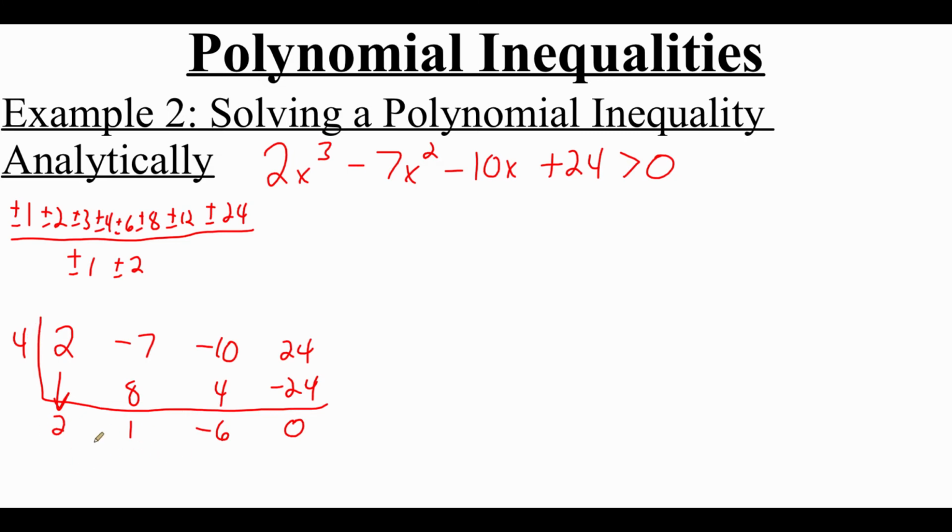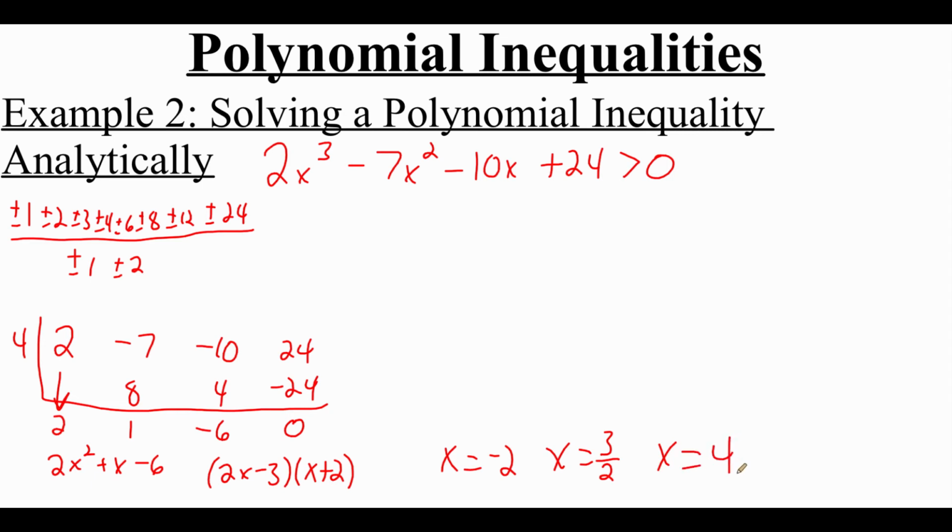And then what I can do with this is, I started with a cubic function. I did one round of division, so now I've got a quadratic, 2x squared plus x minus 6. And this is actually factorable. We can factor this into 2x minus 3 and x plus 2. So then we would see that we have zeros at x equals negative 2 and also at x equals 3/2, along with that 4 that we had earlier. So x equals 4 there.